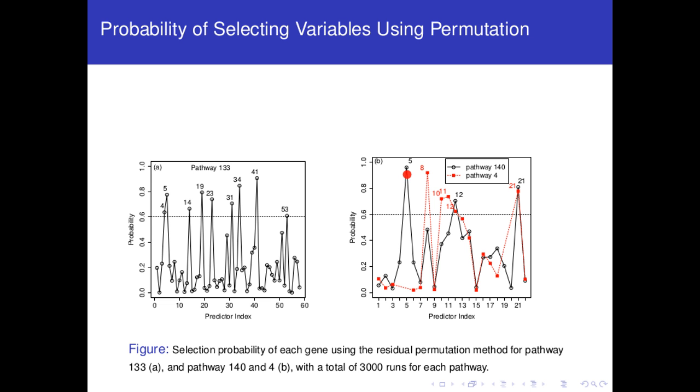Here, gene 8. Gene 8 is an overlap gene between 140 and 4, but this gene 8 is a very important variable in pathway 4, but not an important variable in pathway 140. And gene 10, 11, 12, we select those as important variables in pathway 4, but they are not important variables in pathway 140. Gene 21 is an important variable in both pathway 140 and 4.